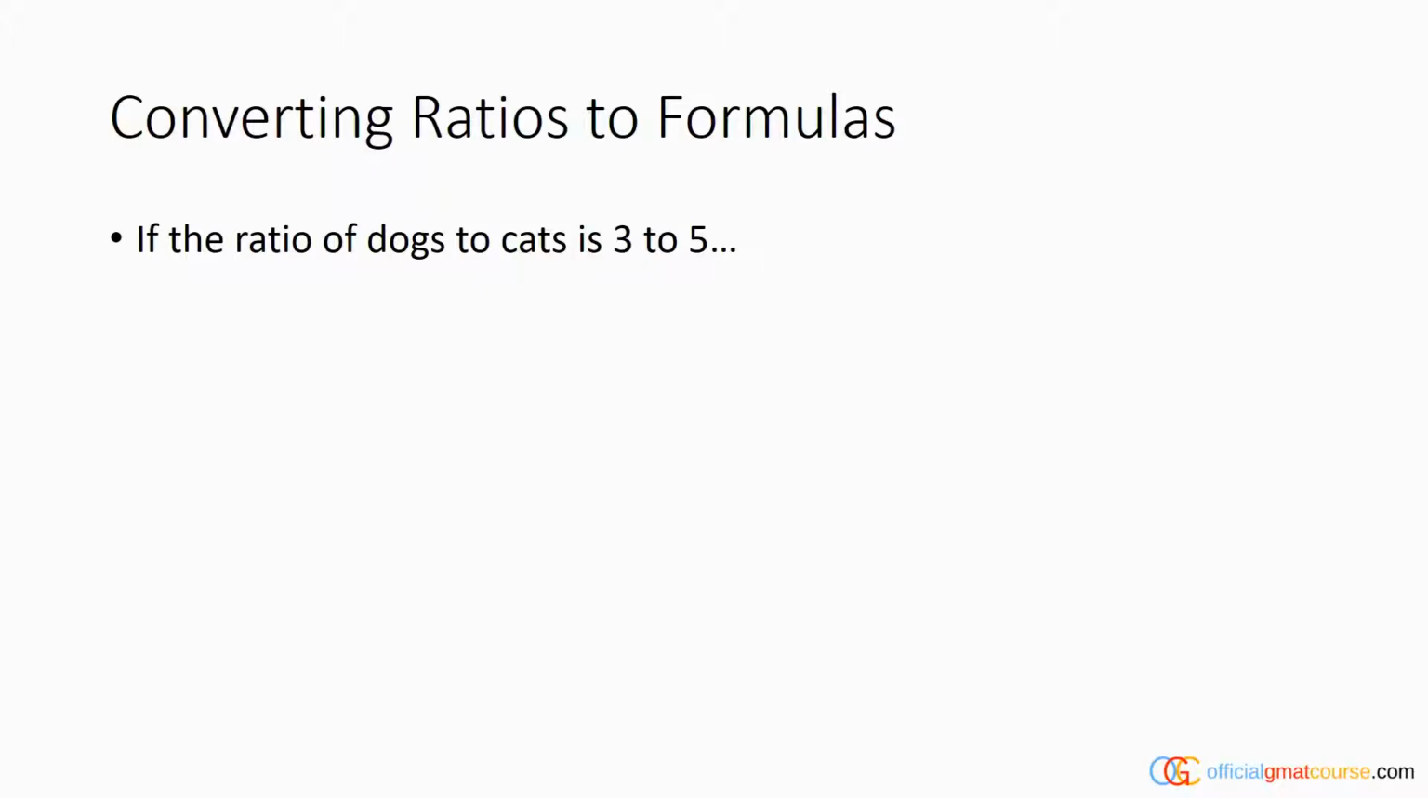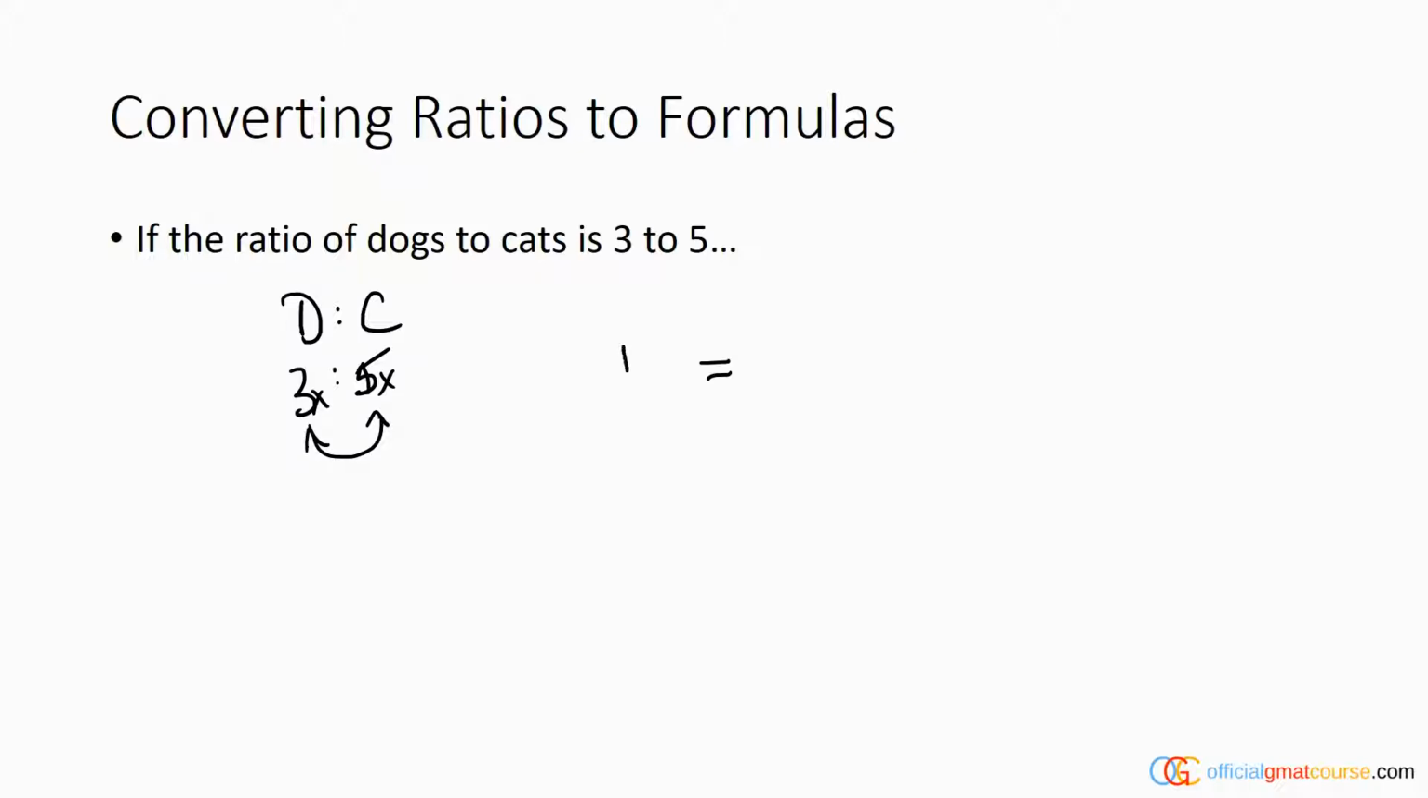I want to take a second to show equivalent formulas and ratios, because this is another area where people get a little turned around. So if we have a ratio of dogs to cats that is 3 to 5, like 3x to 5x, I want to define this ratio as having an equal sign in the middle. Now, in this situation, we actually have to reverse the multipliers of the ratio.